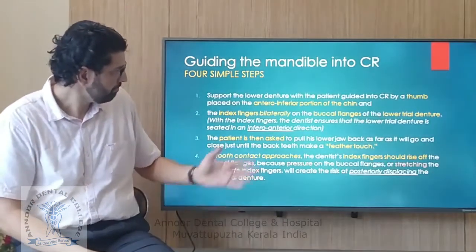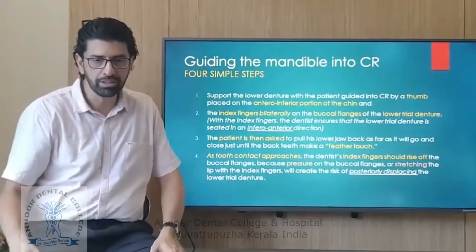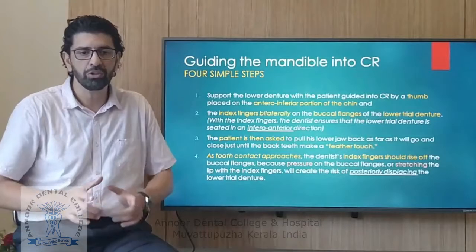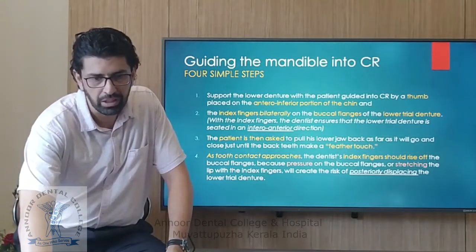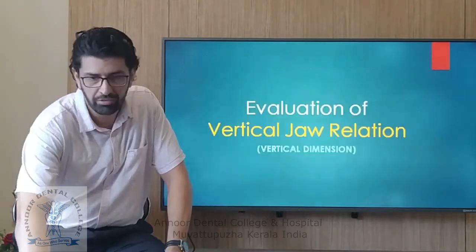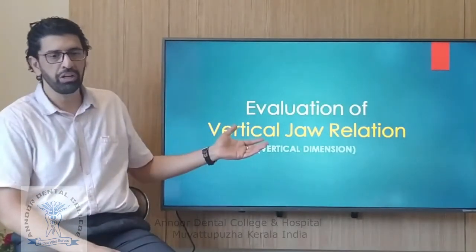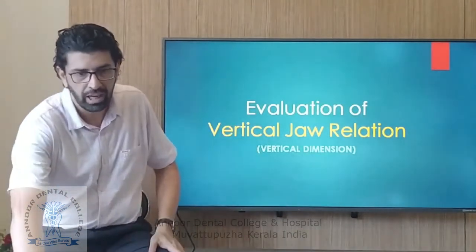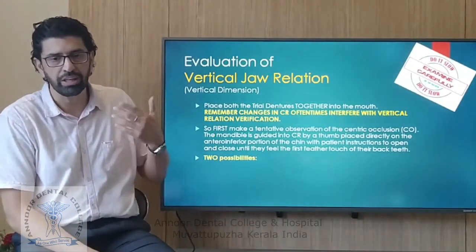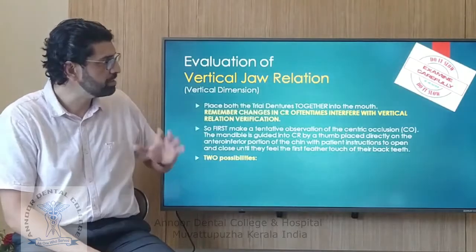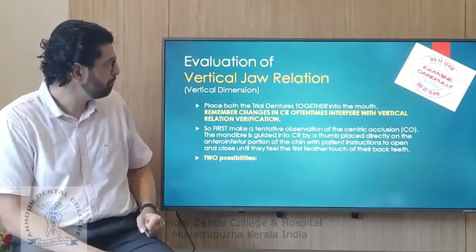All right. So those are the four simple steps to guide the mandible into centric, right? And from there we should start doing all of our verifications. So you're going to verify the vertical jaw relation and the vertical dimension of that. This is something you need to examine carefully. I put a sticker up that says, do it slow, examine it carefully.